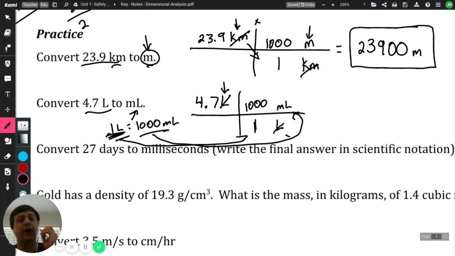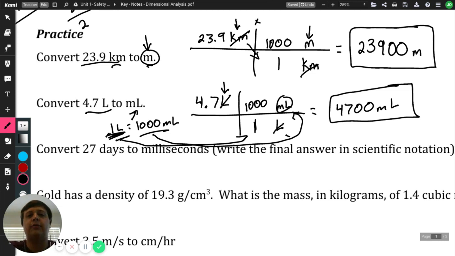Okay, now I ask myself, is this what I'm looking for? Yes, it is. Since it's what I'm looking for, I can go ahead and solve it. So again, we multiply by everything on the top, and we divide by everything on the bottom. So 4.7 times 1,000 divided by 1. That's going to give me 4,700 milliliters.